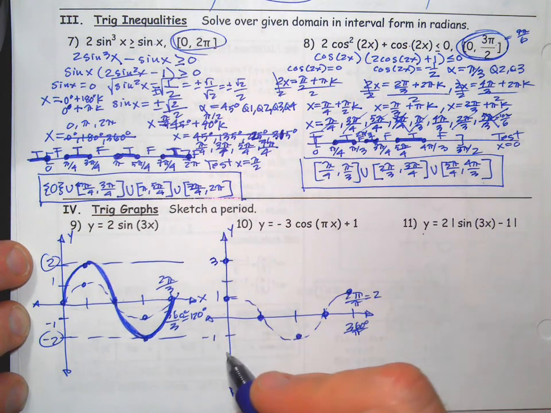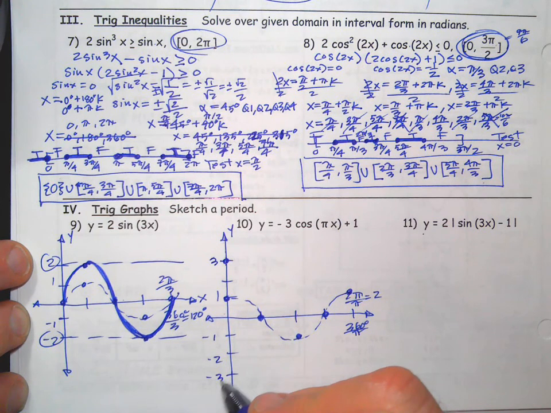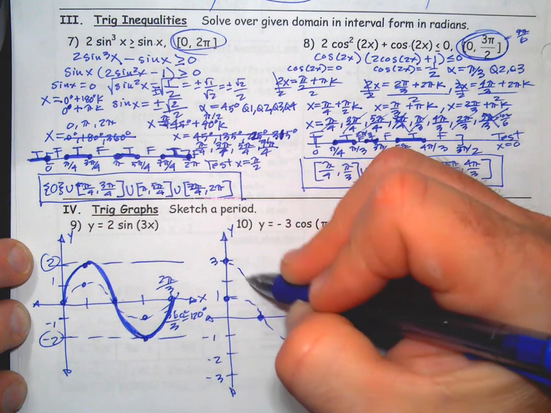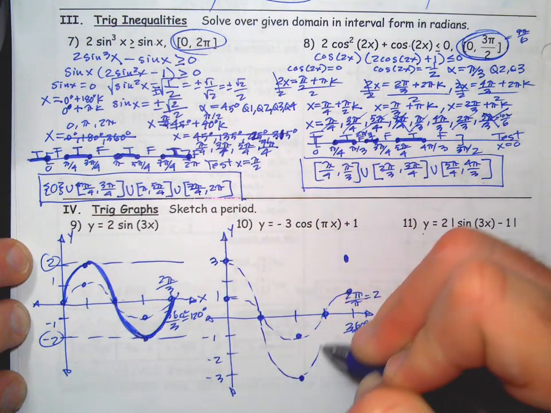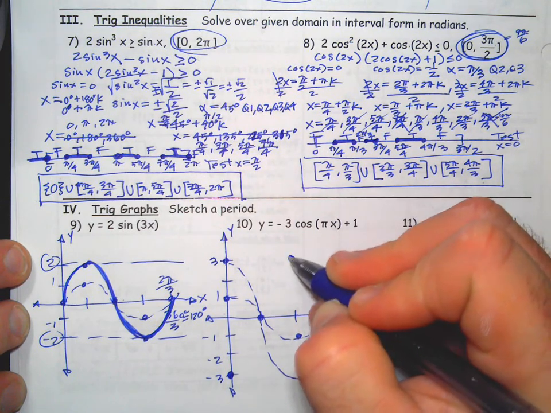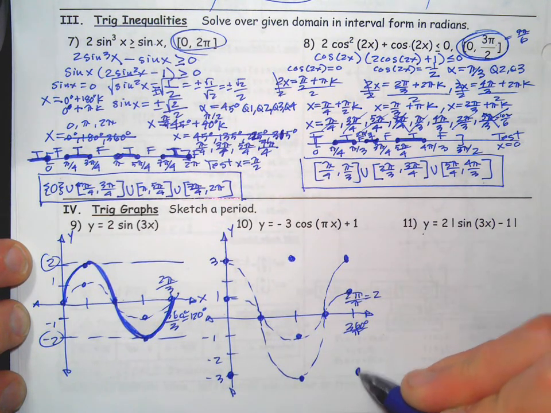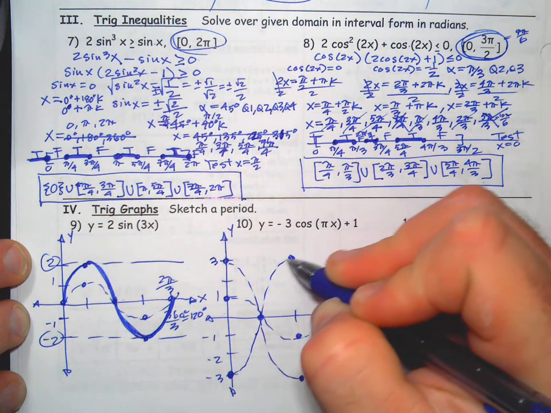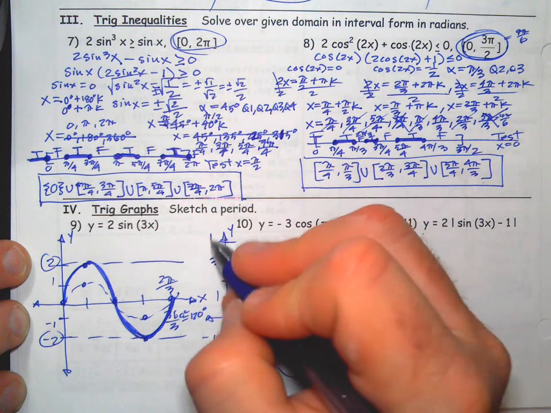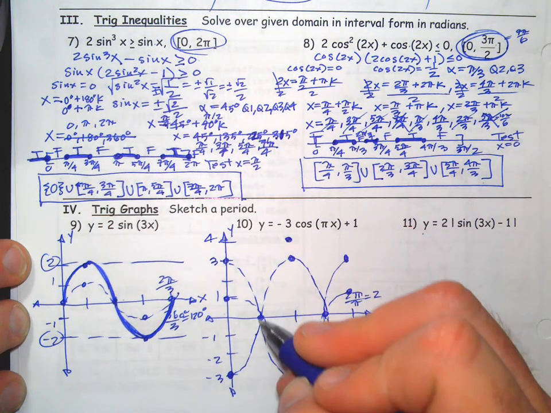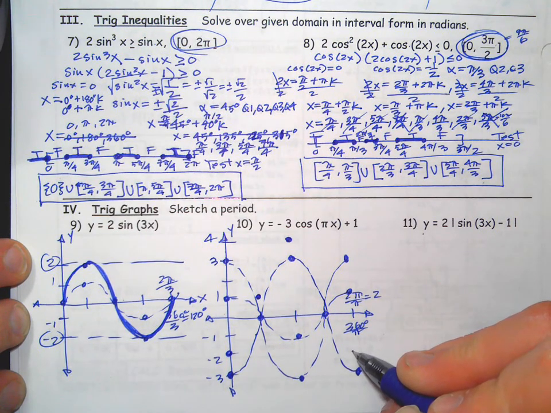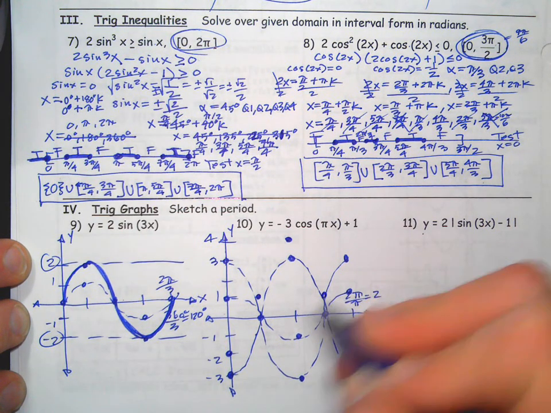So all the y values get multiplied by 3. The negative flips them. So positive 3 goes down here. This goes up here. This goes down here. So now the graph is upside down. And then the 1 moves everything up 1. So it goes up here. This goes up here. This goes up here. This goes up here. This goes up here.